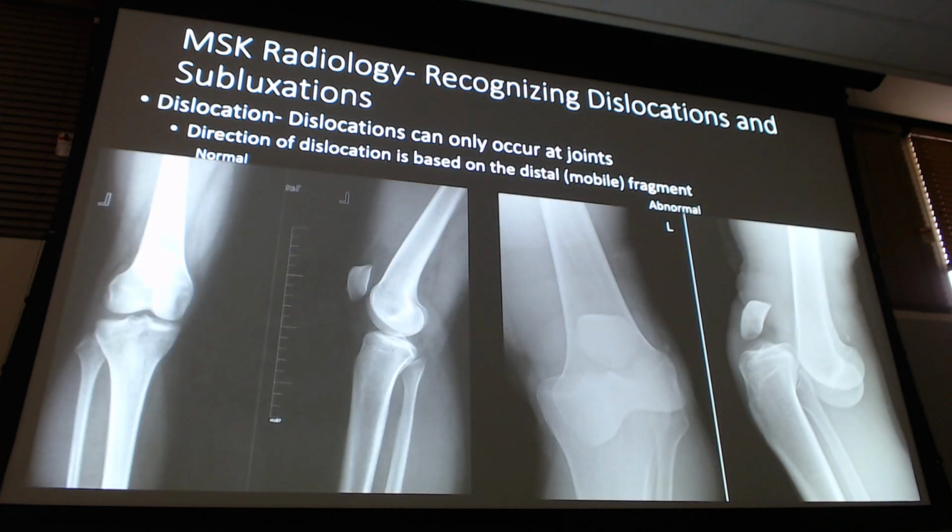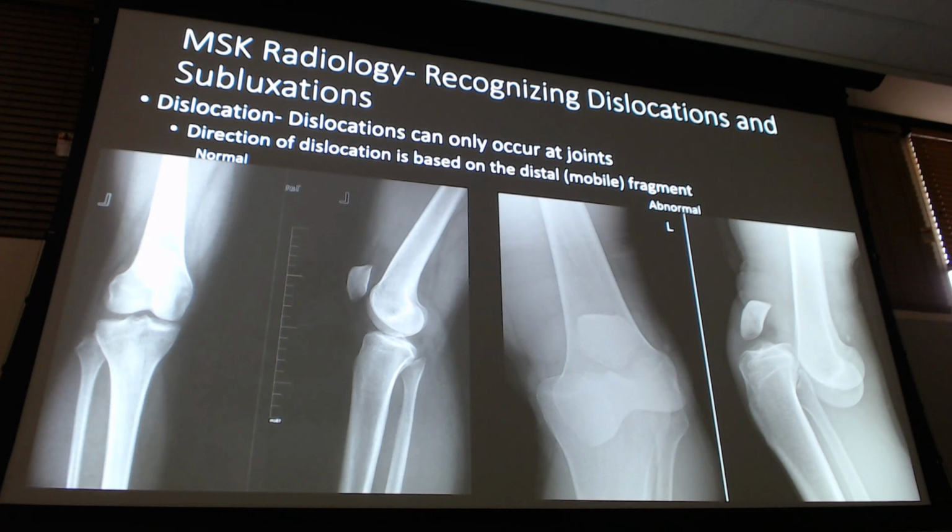Okay, all right. When we name dislocations, we name them for the distal fragment and the direction that the distal fragment is from the rest of the body. Okay? Wrap your mind around this. It's not based off of, because here's what you don't know, right? What moved? Did the femur move? Or did the tendon move out of place?